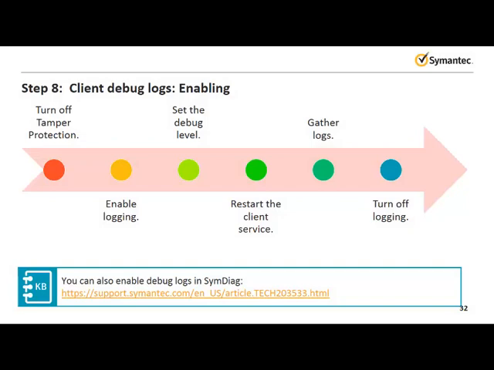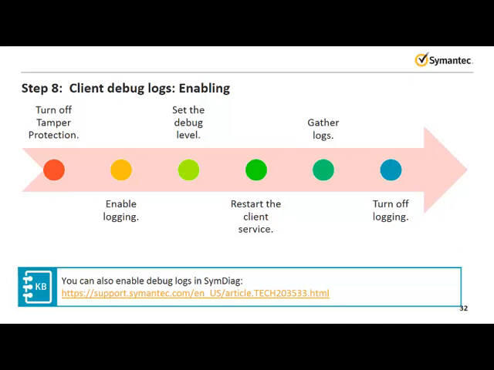When enabling client debug, turn off tamper protection. You can disable tamper protection in the SEPM or the SEP client UI. Enable logging in the SEP client UI or the Windows registry. When enabling logging, you are prompted to set the debug level. You'll learn more about debug logging levels later in the video.